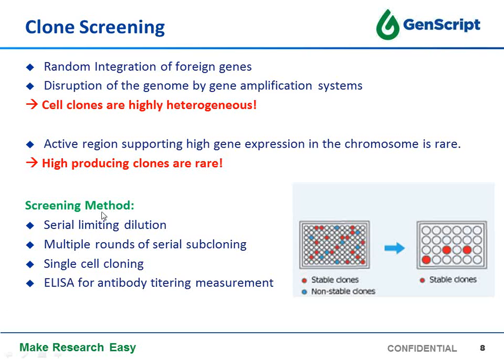So therefore, the screening of a large number of cell clones is commonly required to isolate the high-producing clones. So far, single-cell cloning or serial limiting dilution is used to ensure that the selected cells are producing the target recombinant antibody. Then additional steps of cultivating the cells and measuring the protein or antibody titer by ELISA are used to determine the productivity of the clones chosen for further expansion.